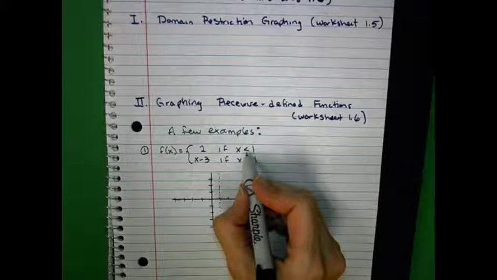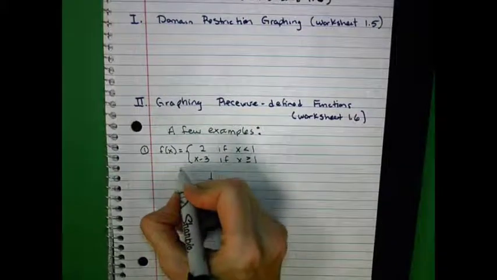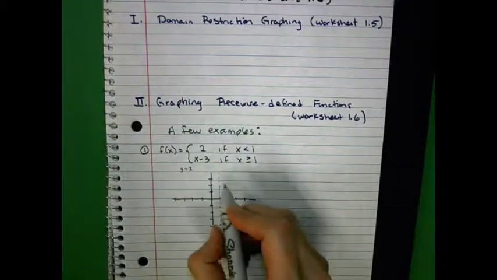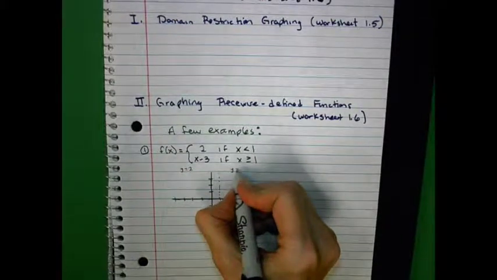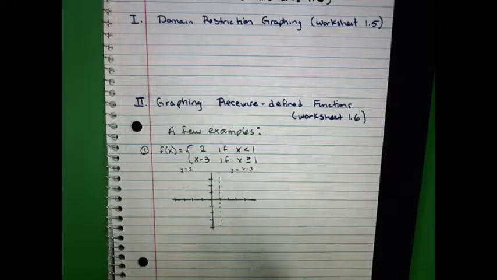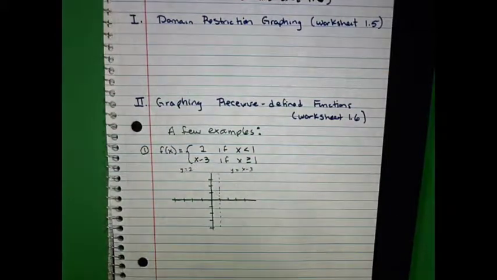And when x is less than 1, I'm going to use this top rule. So that's going to be like y equals 2. And when x is greater than or equal to 1, I'm going to use this bottom rule. So that's going to be like y equals x minus 3. So I have two separate graphs that are going on.